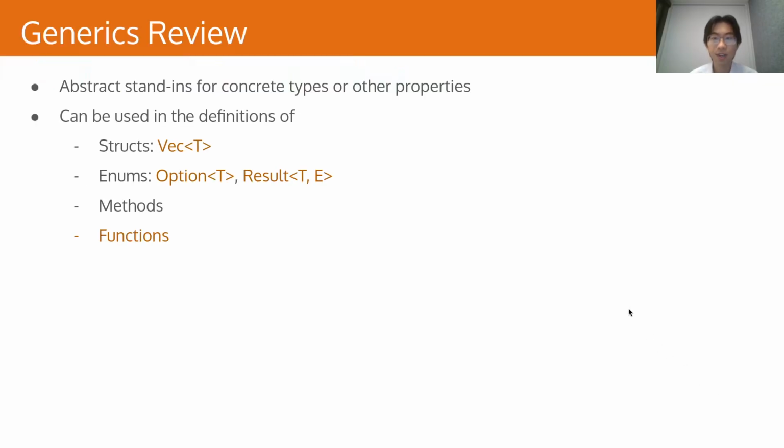So as a review of generics, they let us write code that deals with an abstract type, here T, instead of defining it for a concrete type. And we can see this in examples of structs like Vec, enums like Option and Result, and then we talked about methods and functions.